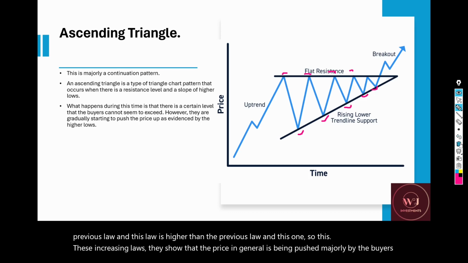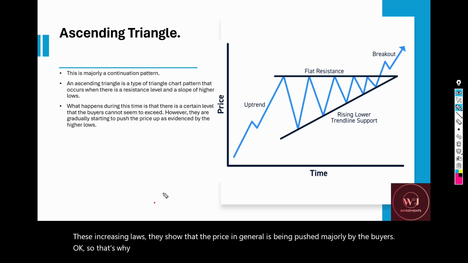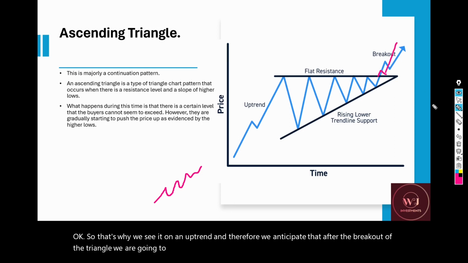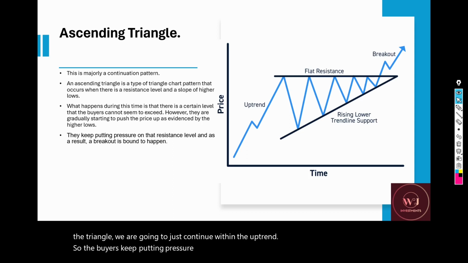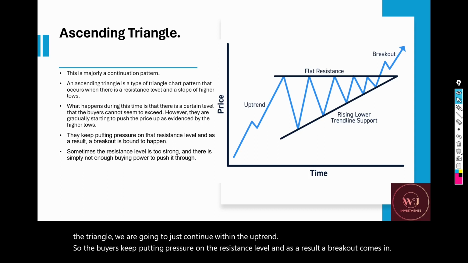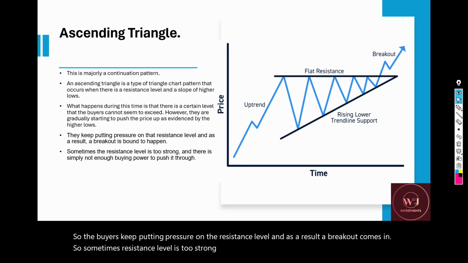Okay, so that's why we see it in an uptrend, and therefore we anticipate that after the breakout of the triangle, we are going to just continue within the uptrend. So the buyers keep putting pressure on the resistance level, and as a result, a breakout comes in. Sometimes the resistance level is too strong, and the buyers are simply not strong enough to push through the resistance.